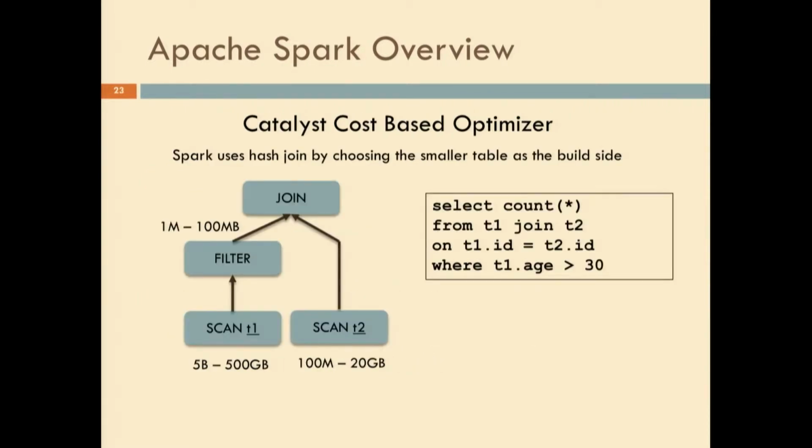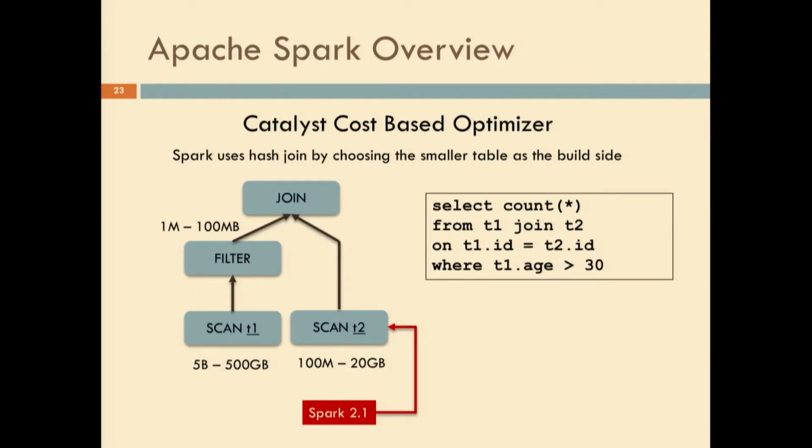So here's a good example of that. We basically do a join. We select count star from T1 join T2 on ID, where T1.h equals 30, so there's a filter there. T1 and T2 are at the bottom, as you can see. T1 is about 5 billion rows of 500 gigabytes. T2 is about 100 million rows and 20 gigabytes. So in 2.1, based on that information alone, it will select T2 as the smaller table and do a map side join based on that information.